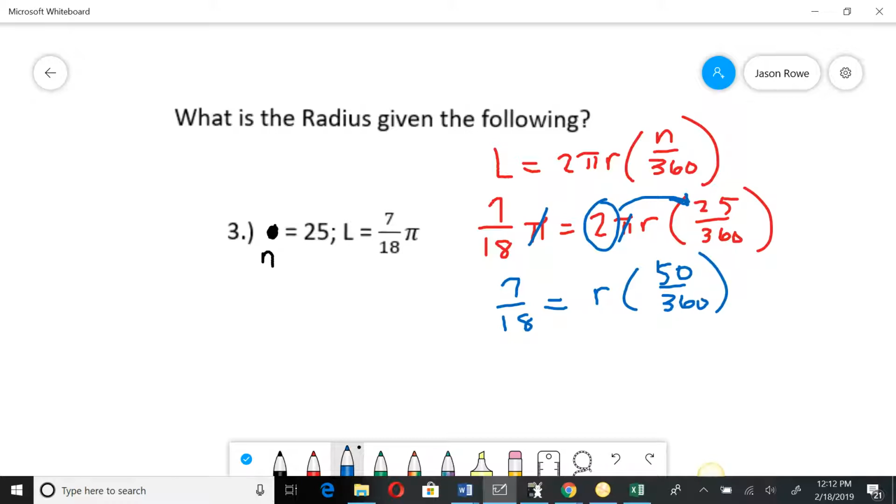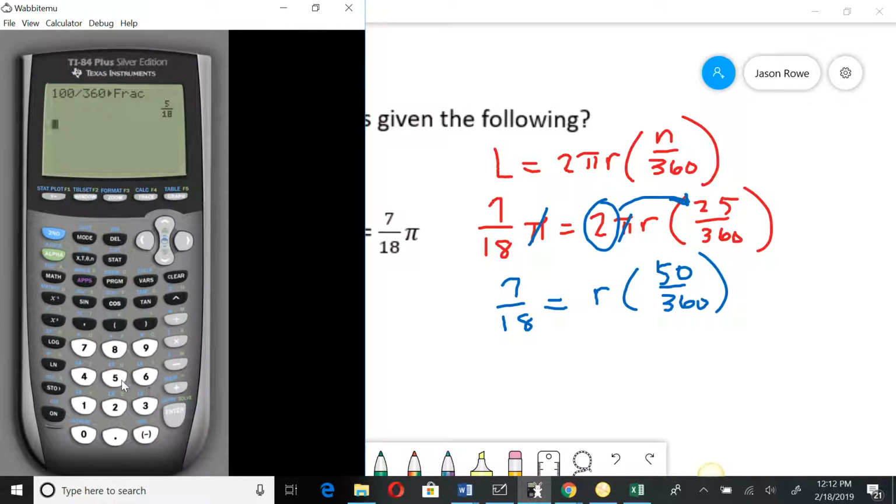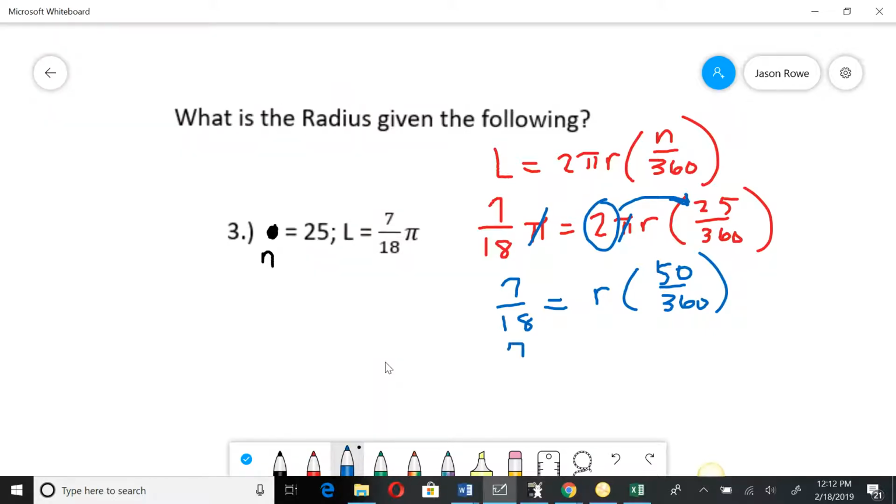Now I showed you a trick in the last little problem. I'm going to go ahead and apply that trick here. I've got 50 divided by 360. I want to reduce that, so I'm just going to do math. Option 1 is going to change it to a simplified fraction. And look at that, that's 5 over 36. So I've got 7 over 18 equals r times 5 over 36.